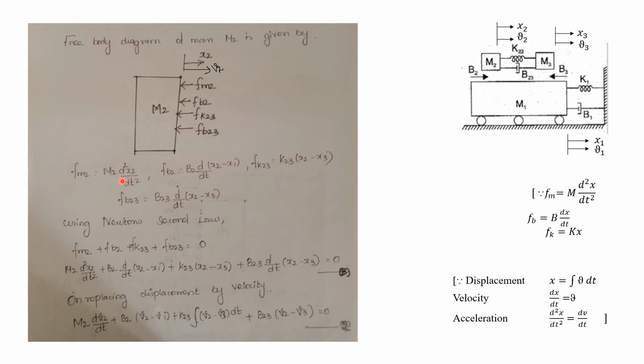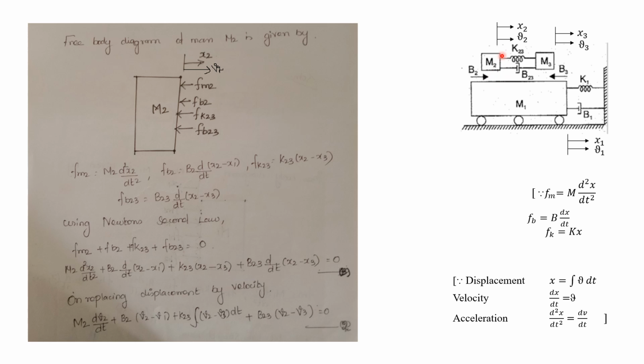Fm2 is equal to m2 into d square x2 divided by dt square, because this displacement is x2. Okay. Then what about the value of Fb2? For that we have to see where this B2 is connected. It is connected between M1 as well as M2, so we have to write the difference in displacement.